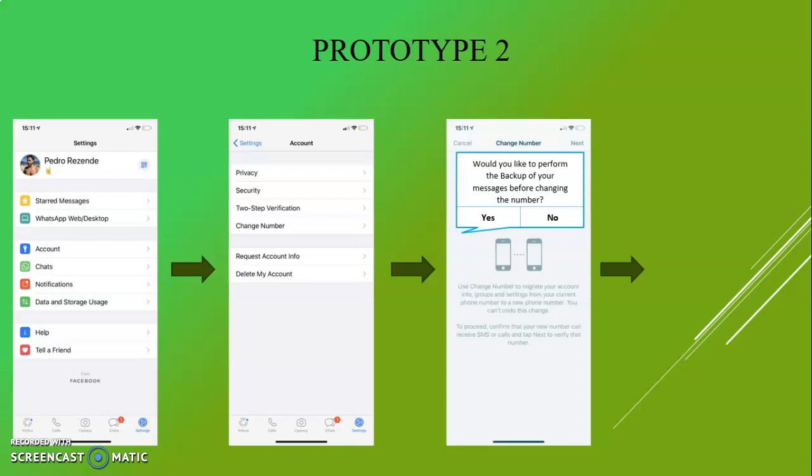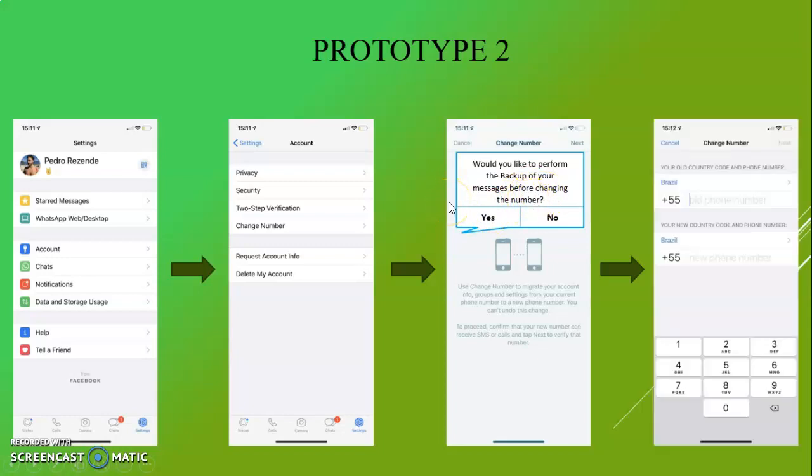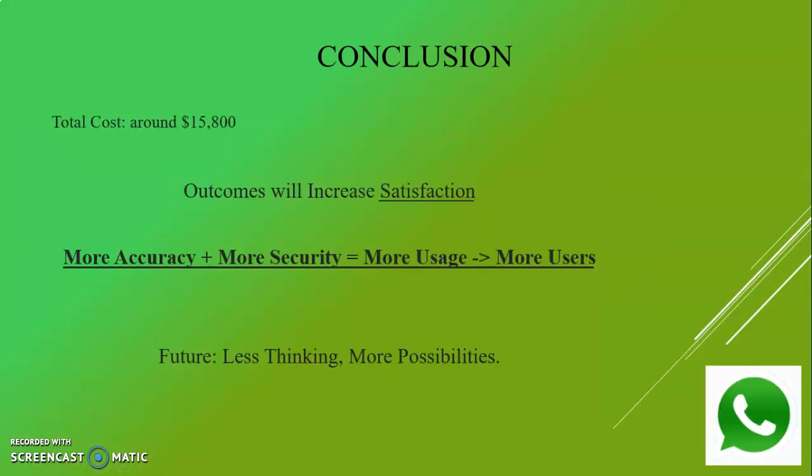They decide what they want to do, but they wouldn't be able to move on from that before clicking this. So they have to decide if they want to have the backup or not. And then they'll be able to easily change the phone numbers.